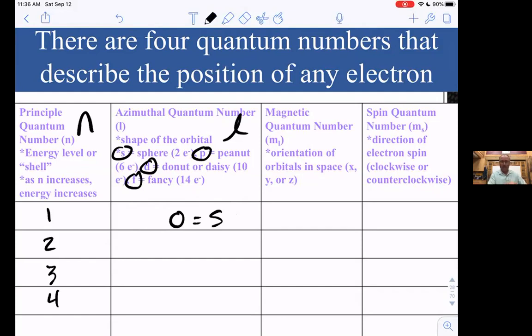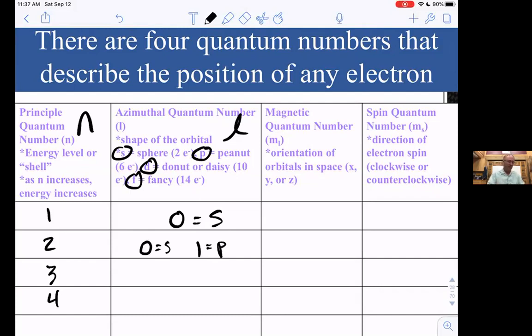If I go down, I'm going to tell you a little bit more about that azimuthal quantum number. In the second energy level, that goes from 0 to n minus 1, correct? So that would go from 0 to 1, because 2 minus 1 would be 1. So I can have the S-shaped orbital, and the 1 represents the P. I could also have a P-shaped orbital.